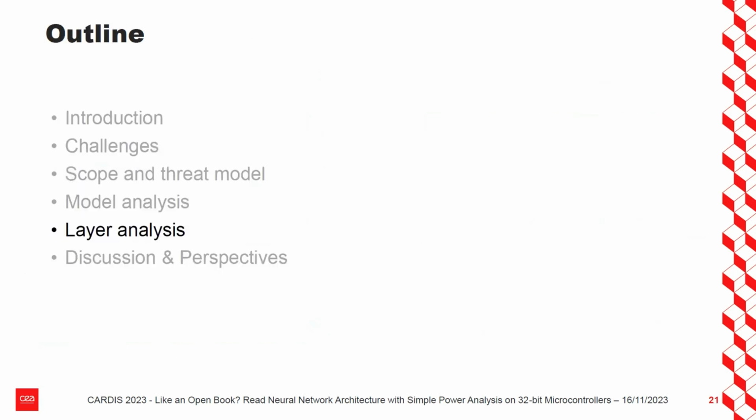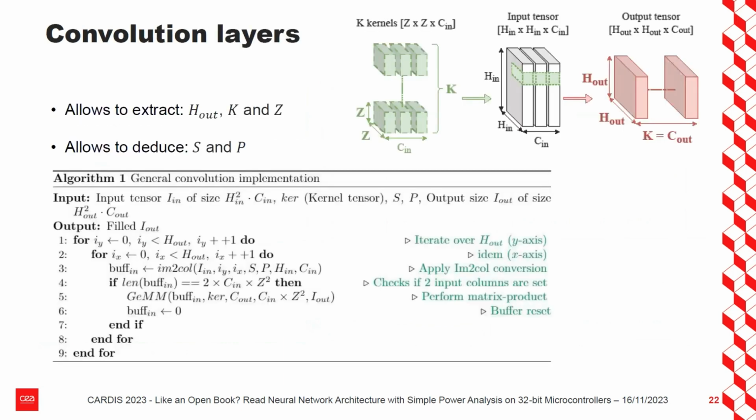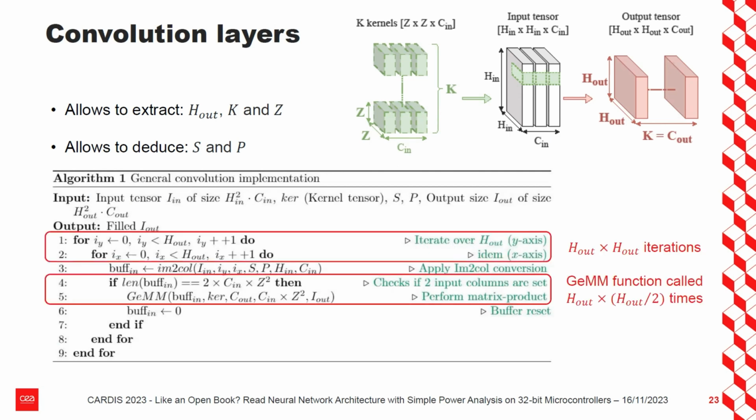So now let's discuss the proper layer analysis one by one, starting with the convolutional layers. On the top right, you have a glance at what is happening in a convolutional layer and the hyperparameters that we are targeting. There is the dimension of the output tensor, as well as the number of convolutional kernels that are used and their size. On the bottom of the slide, you have a glance at the general convolution implementation of the CMSIS-NN library. What is important to see here is that there are two for loops that are iterating directly over the H out value, which we are targeting.